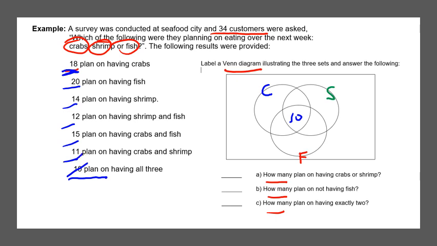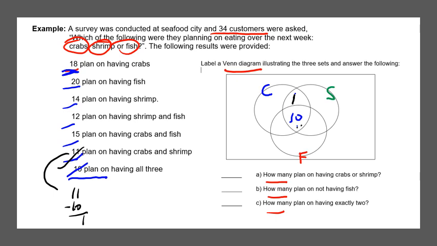11 plan on having crab and shrimp. Well, if you're going to have crab and shrimp, you have to be in one of these 2 regions, right? Right here and right here, right? Well, if you're having crab and shrimp, there's 11 people. There's already 10 people accounted for. I am missing 1 person, right? 11 minus 10, I'm missing 1 person. That 1 person has to be right there.